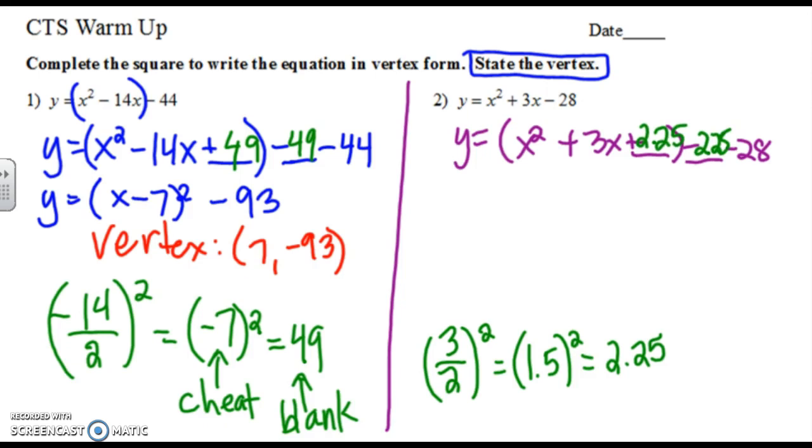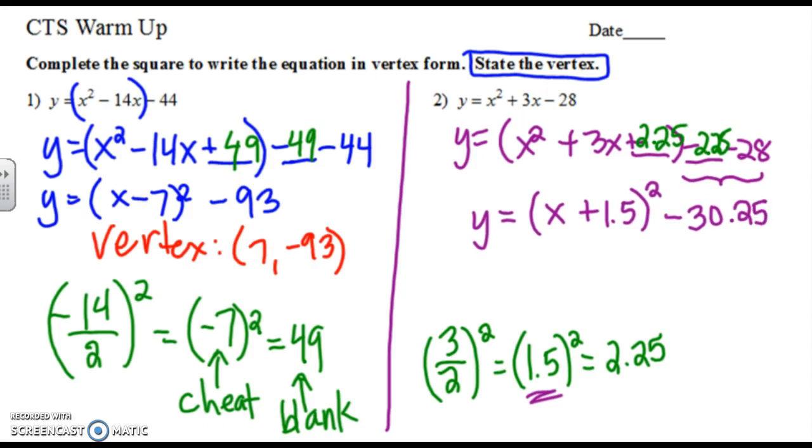Sorry, that's crammed in there. And then you're going to factor it to y equals x plus 1.5 squared on the outside. And then add these two outside numbers together and you get negative 30.25. That then gives you a vertex of negative 1.5 and negative 30.25.